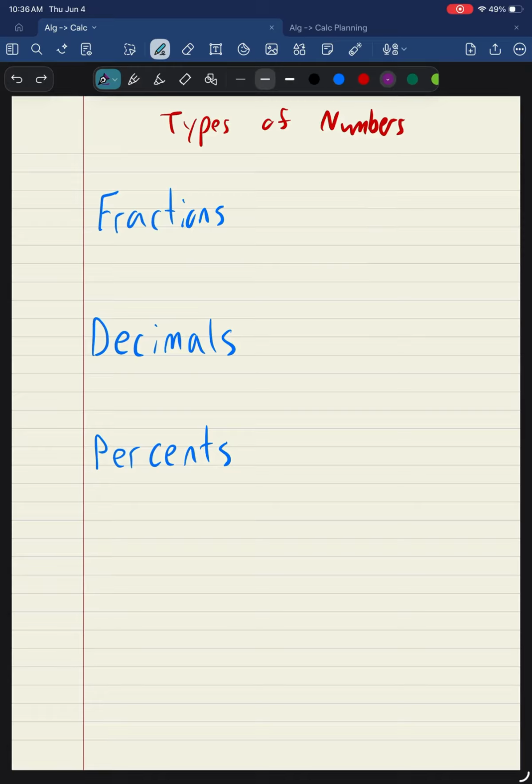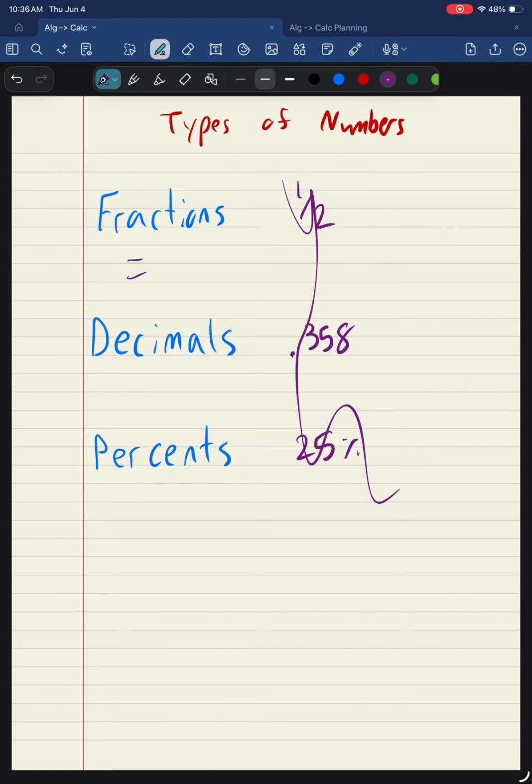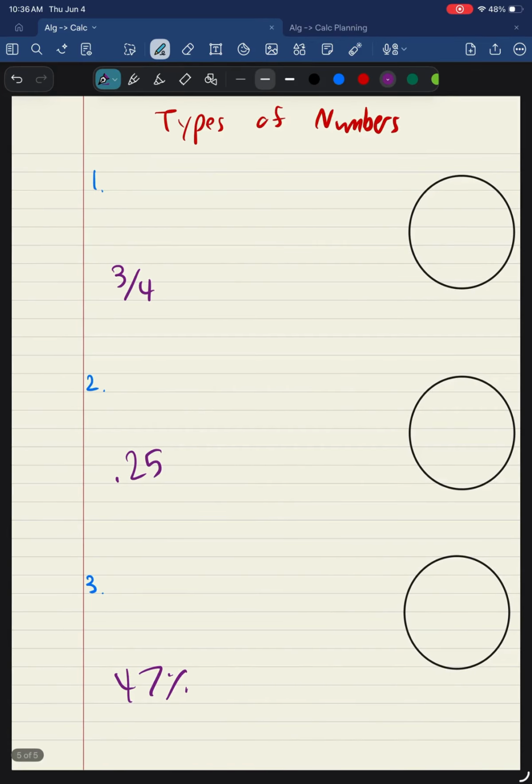Rather, it's going to be something like 1 over 2 or 0.358 or 25%. Now, these all can be changed into the same number. I'm not talking about these. I'm talking about how fractions can equal decimals, decimals can equal percents. Let's go over a couple examples to kind of make this clear.